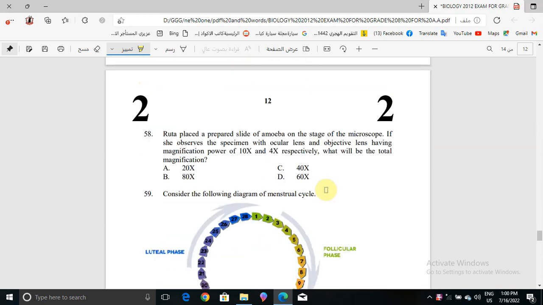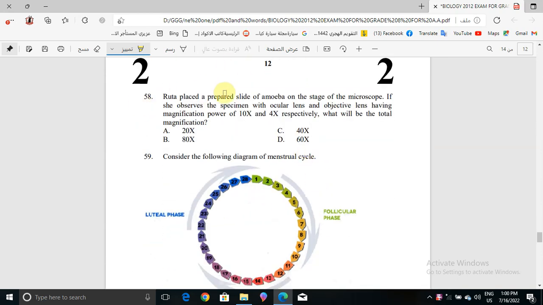Now question number 58. Ruta placed a prepared slide of amoeba on the stage of the microscope. If she observes the specimen with the ocular lens and objective lens having magnification power of 10x and 4x respectively, what will be the total magnification? First of all, make 10x times 4x. How many will it be?